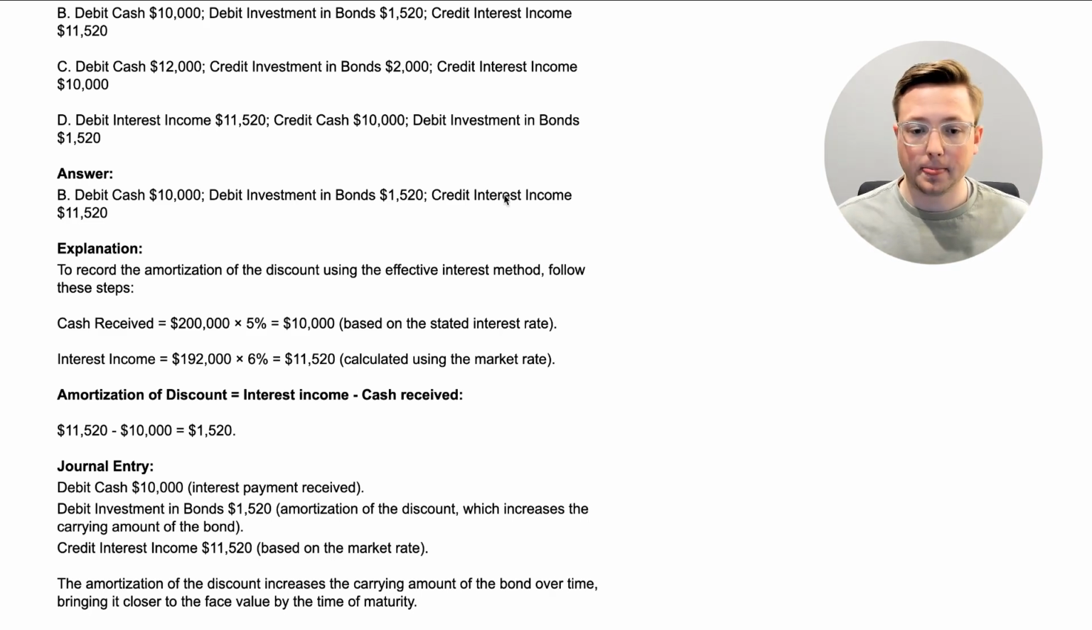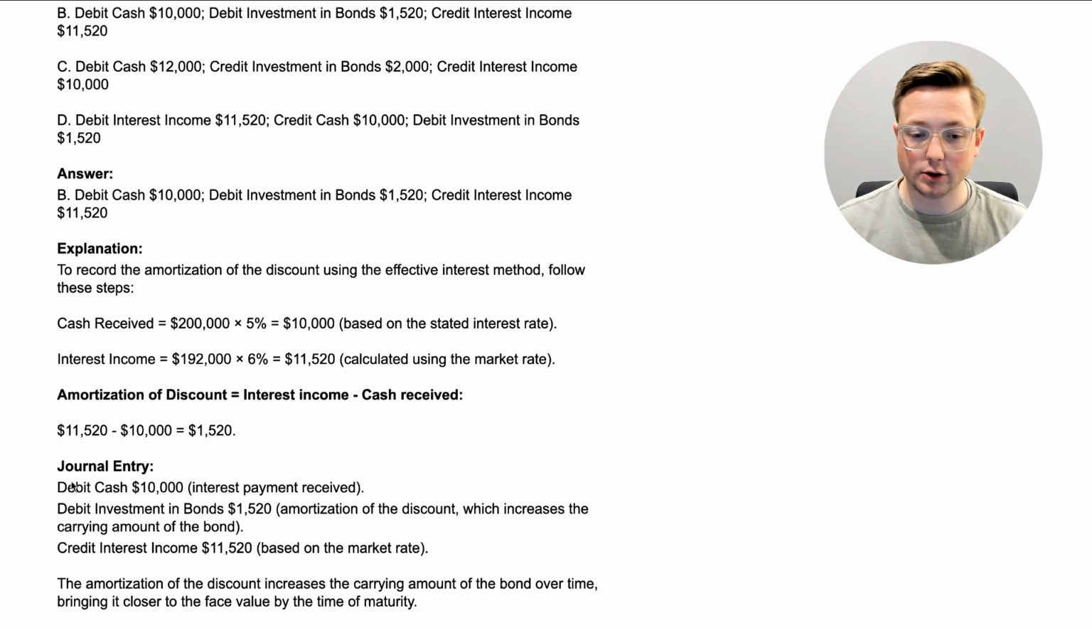It's very similar though. The cash received is again going to be the face value, the par value, multiplied by the stated interest rate that was on the bond. And that's not going to change each time. So you're always going to receive $10,000 of interest as cash from these payments. Then the interest income, this is going to change as time goes on, is going to be the carrying value, the carrying amount each time multiplied by the market rate. And that gives you, again, the interest income. So how does that look down here? You take the interest income and subtract the cash received, and that gives you the amortization of the discount.